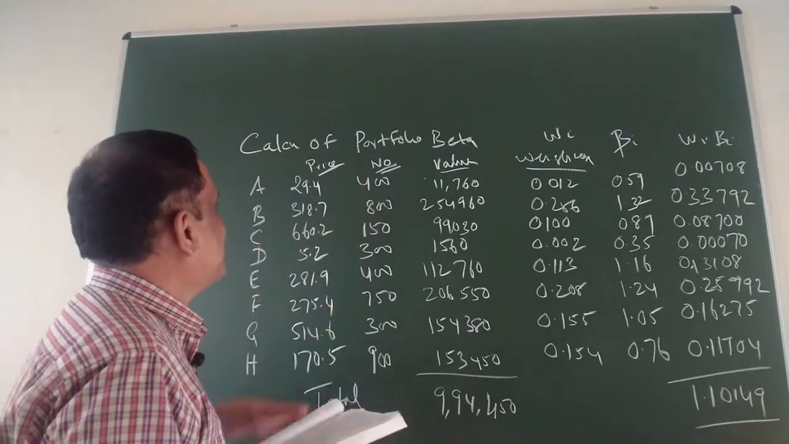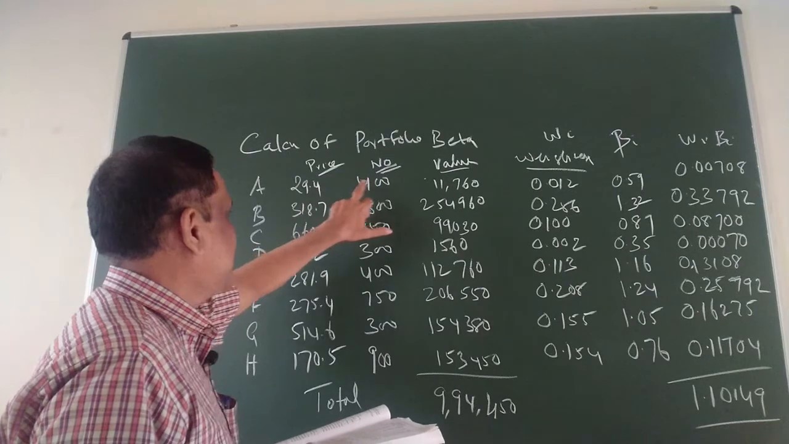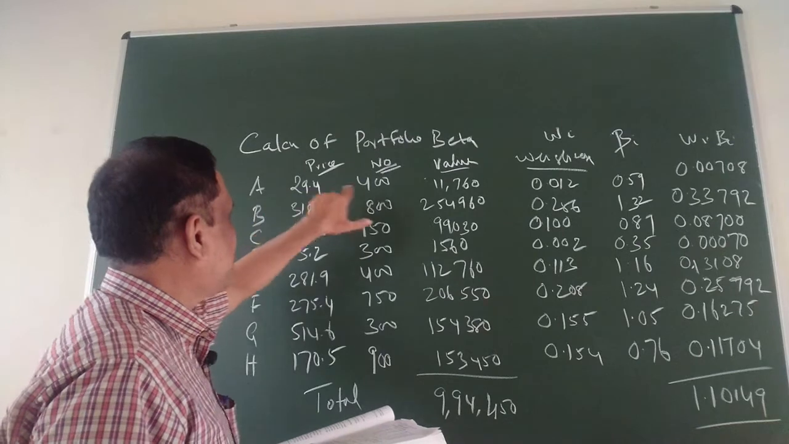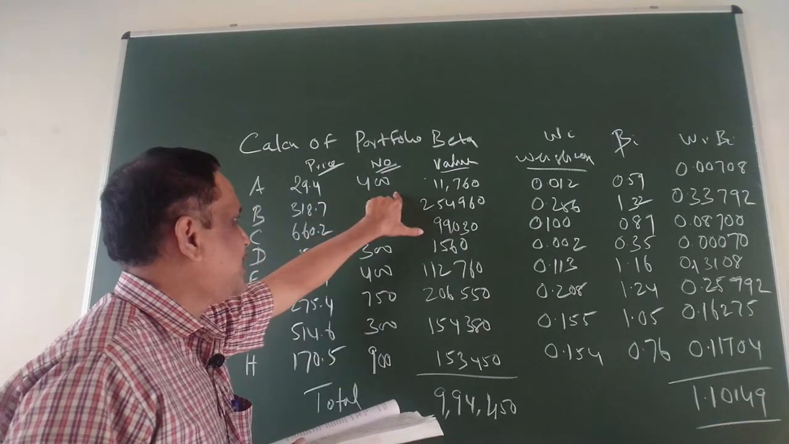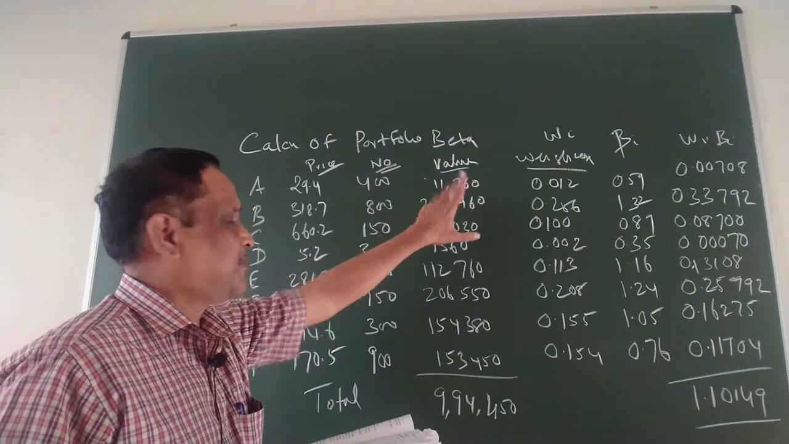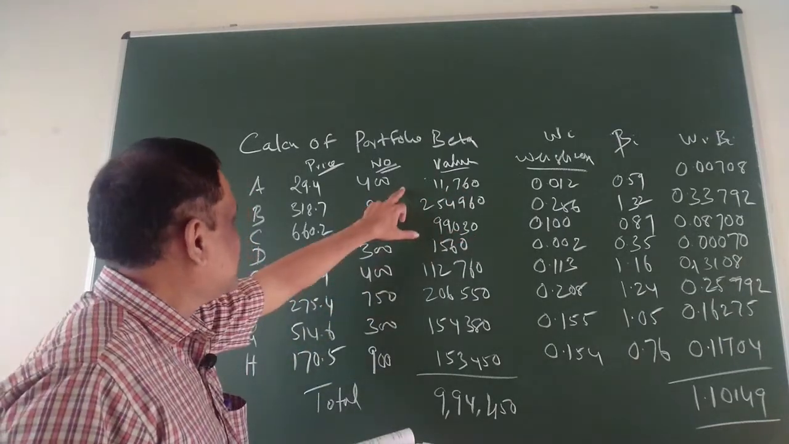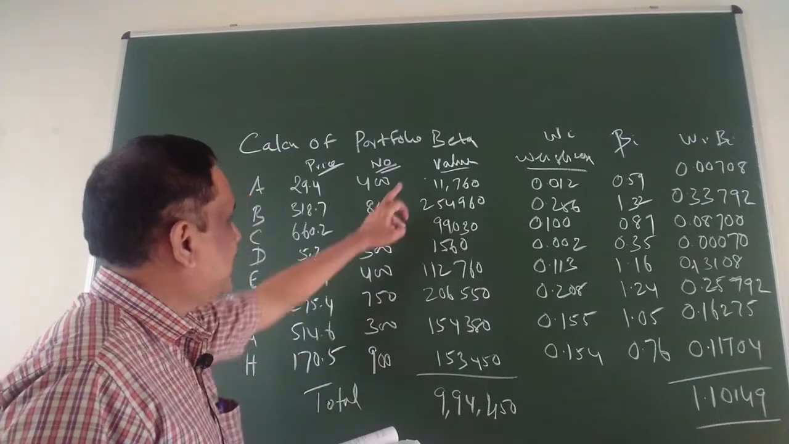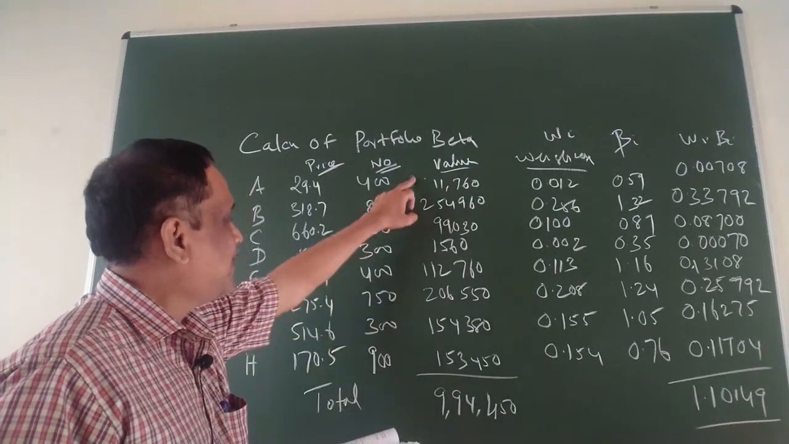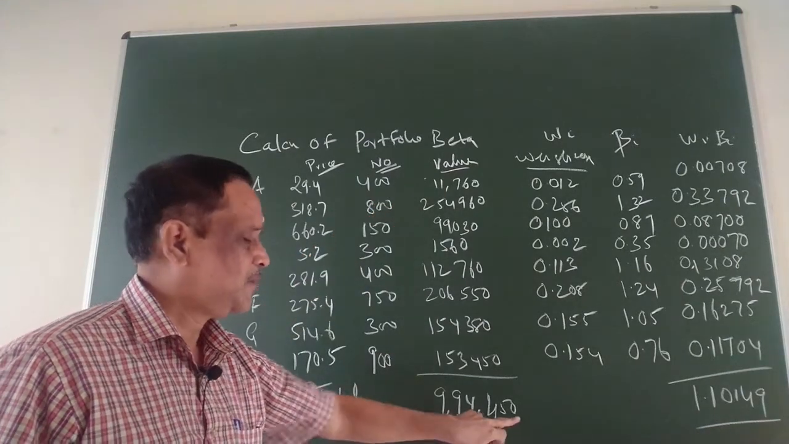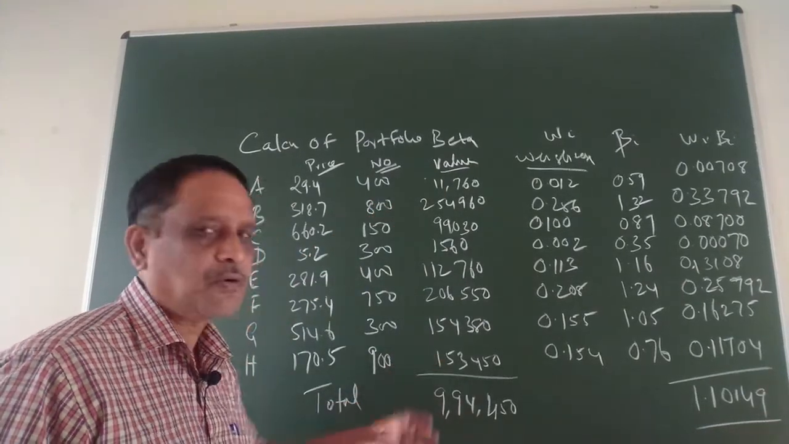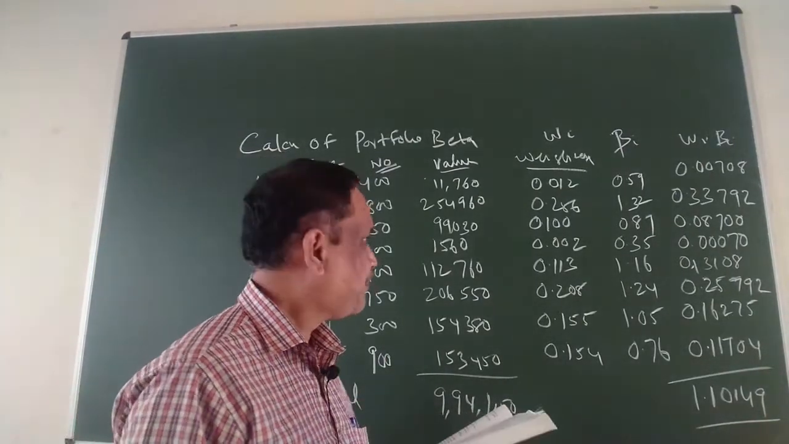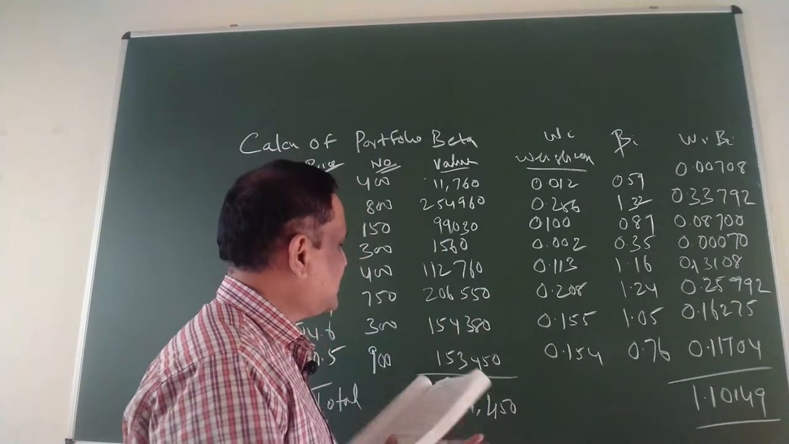What you have to do is multiply the share price and the number of shares, and you will get some value. So, the price is 29.4, the number of shares is 400, you multiply, and the value is 11,760. Similarly, you do this for all companies up to H, and you calculate the total value. The total value will be 9,94,450. This is the portfolio value. The total portfolio value is 9,94,450.